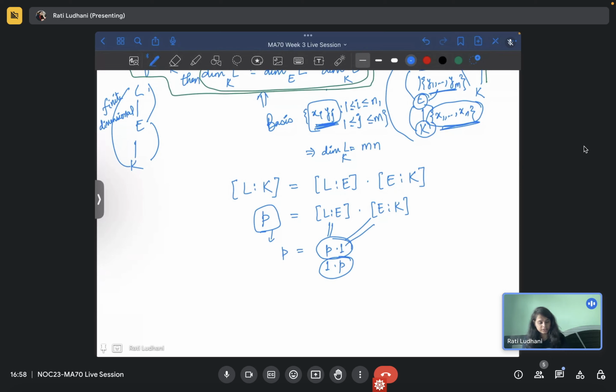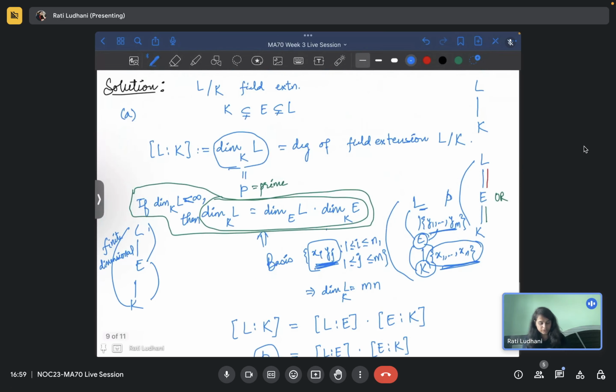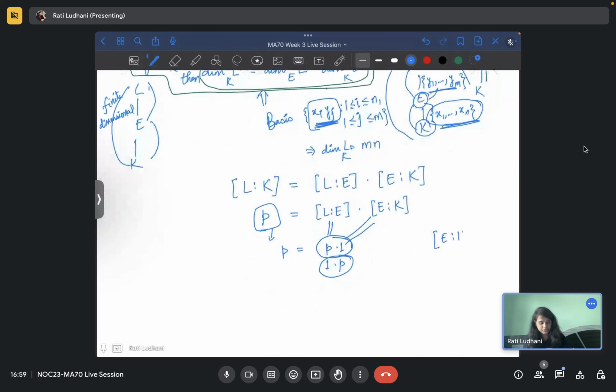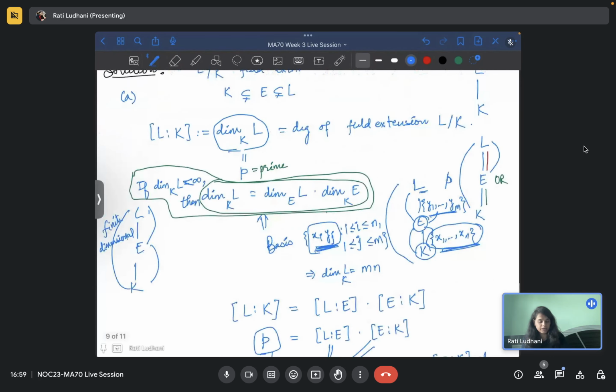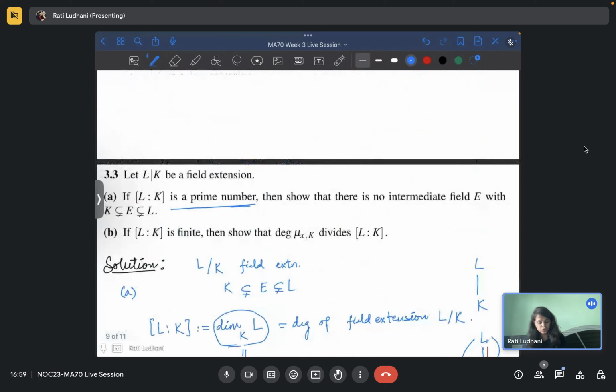So as I said, either L or E could be equal. What does it mean to say that E over K has dimension 1? That means these are the same, the dimension is the same. So one of the situations can occur: either L is equal to E or E is equal to K. This says there is no intermediate field, because intermediate means not equal in both cases. Is that okay, this part?